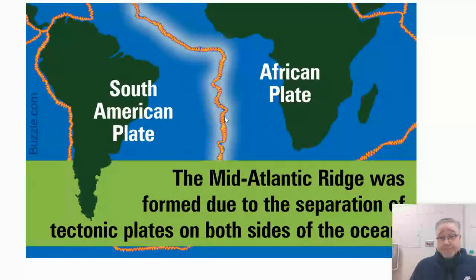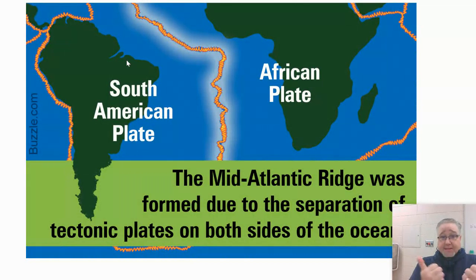There's two plates right underneath. Actually, there's three. There's one up top as well. But in this picture, you're seeing the African plate and the South American plate. The South American plate is slowly moving in this direction. The African plate is slowly moving in this direction. Up top, you don't see it, but there's a North American plate that's also moving to the west.